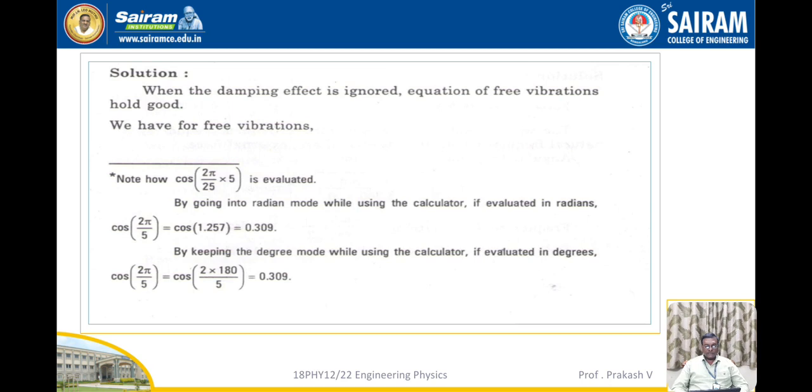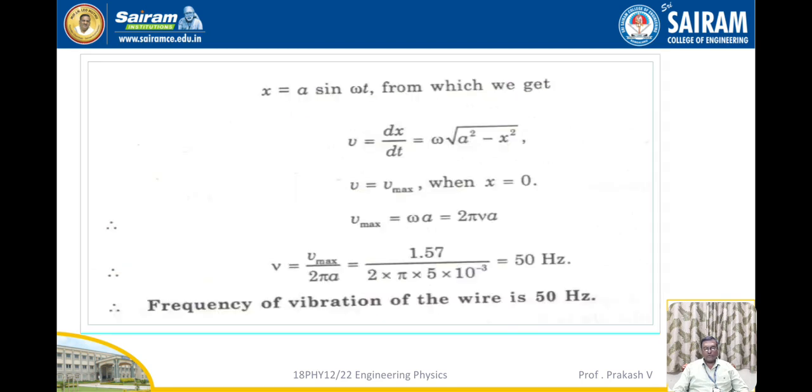So V max is equal to omega into A, that is equal to 2 pi mu into A. So further we can calculate mu is equal to V max by 2 pi A, that is equal to 1.57 divided by 2 pi into 5 into 10 to the power of minus 3, that is equal to 50 Hertz. Therefore frequency of vibration of the wire is calculated as 50 Hertz.